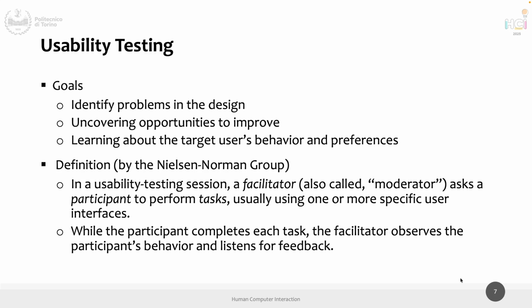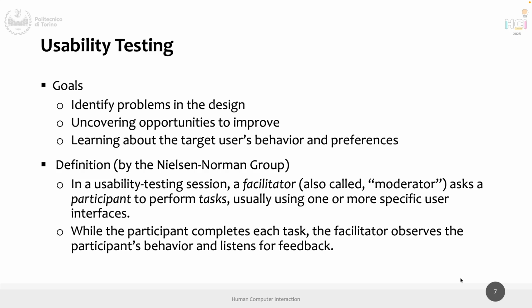So what's the goal of usability testing? The goal of usability testing is threefold. First, usability testing is a way, as many other evaluation methods, to identify problems in the design of a system, but also to uncover opportunities to improve the same design so that you can iterate and create a better application in some way. And a third goal is to learn more about your target user, their behavior and preferences, not in general, not about a specific domain or a specific set of activities, but with your application and device and system.